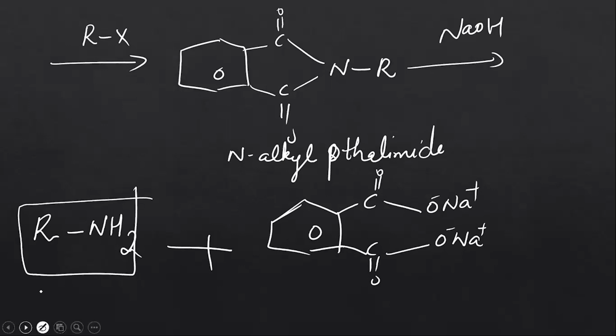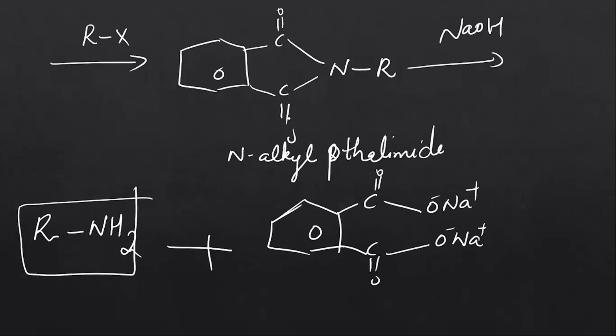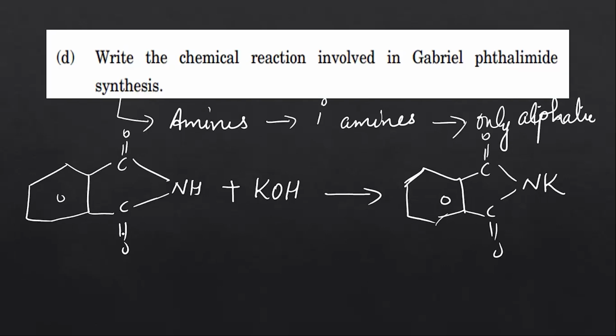So Gabriel phthalimide synthesis is a synthesis that is used to prepare amines. Basically, primary amines, only aliphatic amines it will give. Aromatic amines cannot be prepared by Gabriel phthalimide synthesis. And you will be getting this primary amine. Okay, yes. The synthesis is directly asked in the question.